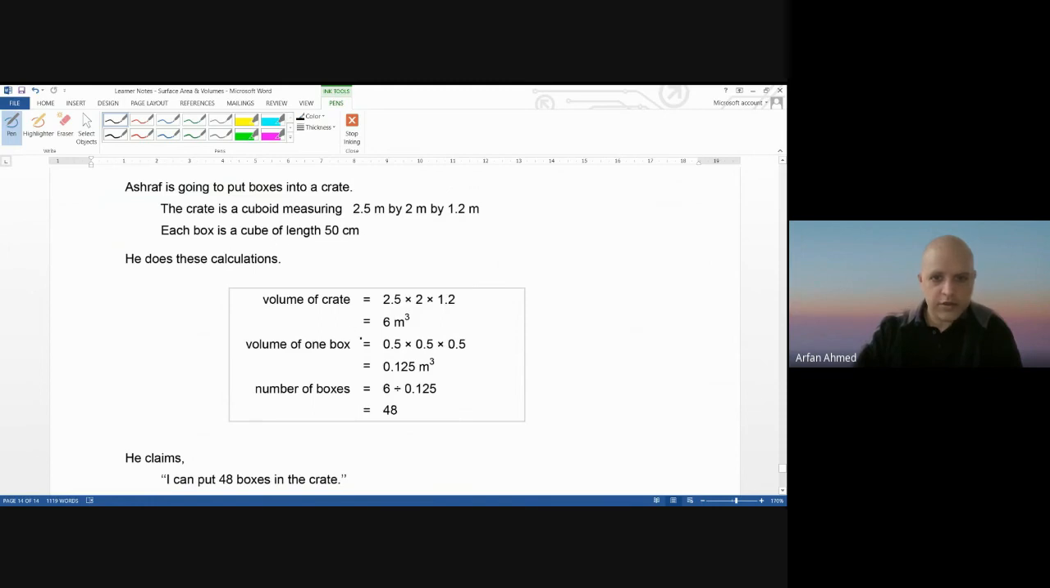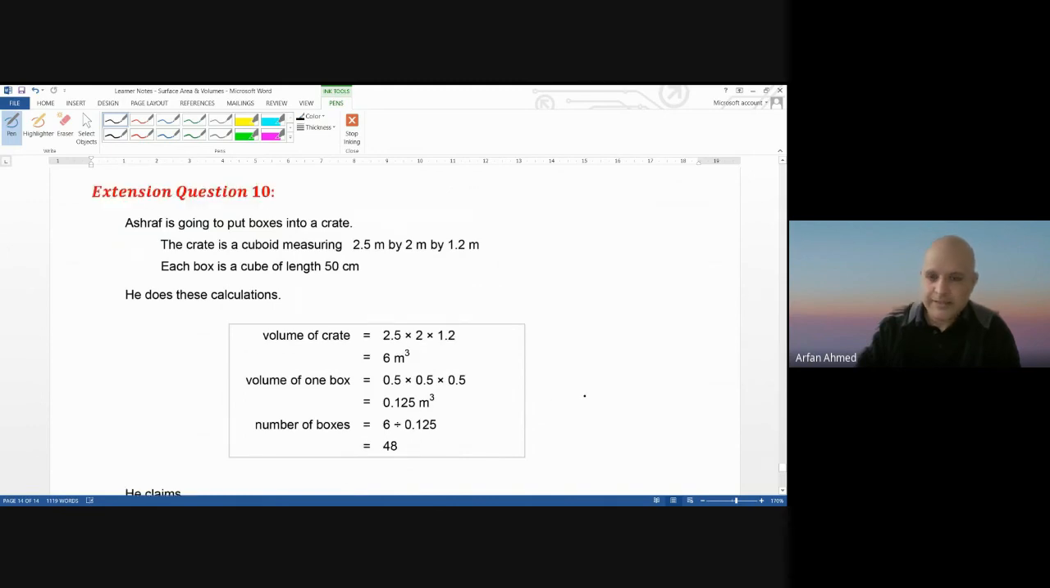He does these calculations. Volume of the crate, 2.5 times 2 times 1.2 gives you 6. Is that right? Yeah, that bit's right. Volume of one box. Then he did that divided by that, which is 48.